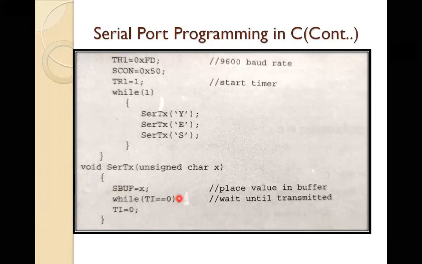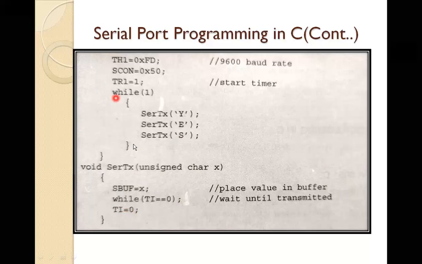So if the status of TI is equal to 1, then clear this TI. Using TI equal to 0, we are clearing the transmitting flag. And then again the closing bracket. So here now, no letter. Okay, then this is the closing bracket.